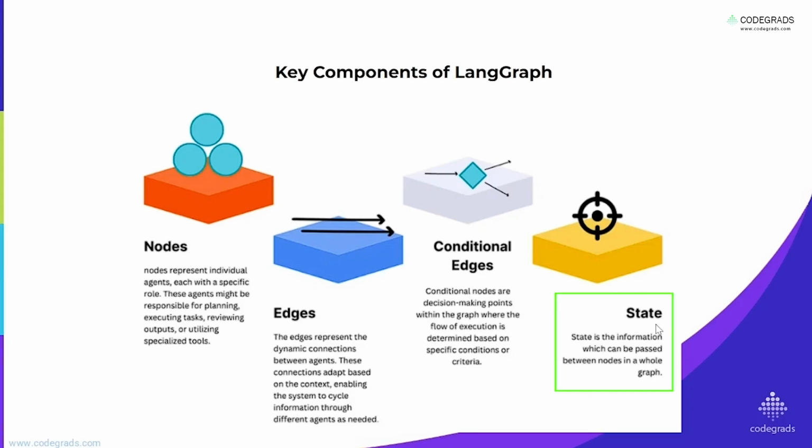Now, when we consider the state, it is the memory of the previous conversation of the user and the previous history of the output we got from the node. At that point of time, we use the state, which can be passed between the nodes in a whole graph. If you want to pass the output of a particular node to the next node, at that point we need the state. So these are the key components of Langgraph. Hope you guys understood it.